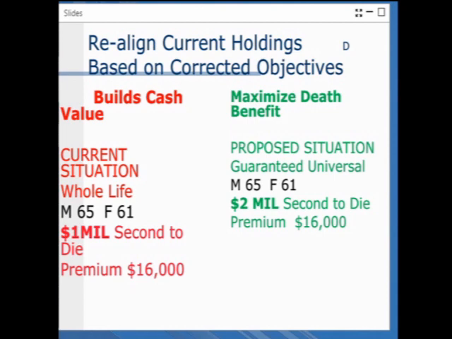Rather than having a whole life policy that builds up cash value, I was able to show them a guaranteed, second to die, $2 million product for that same $16,000 premium. That's what happens when you align the right product with the client's current or corrected objectives.